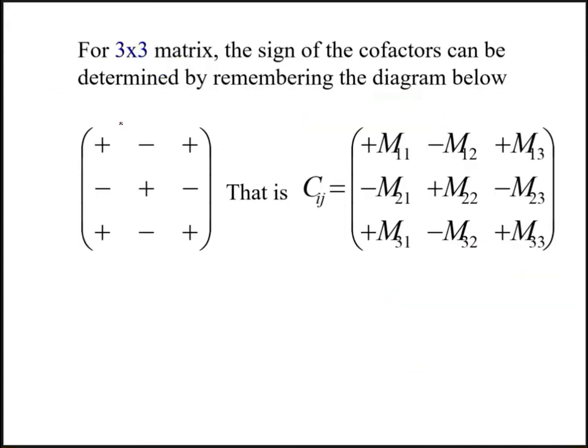This was the conclusion that we can make. So for a cofactor of a 3 by 3 matrix, it starts with a positive sign here on the first row and first column, and then the signs alternate.